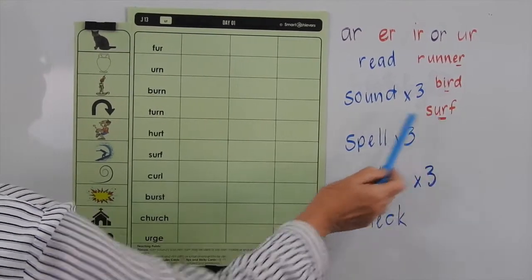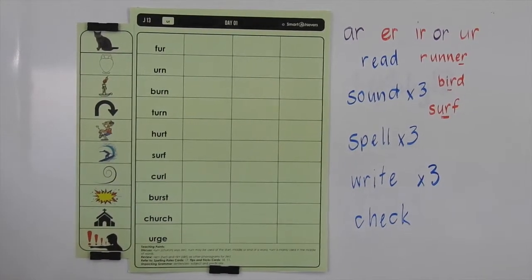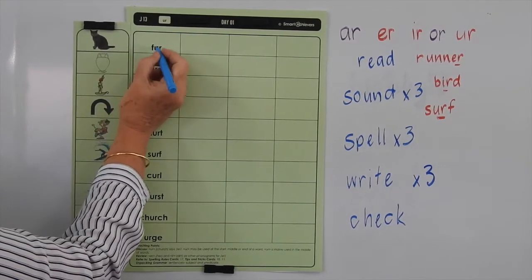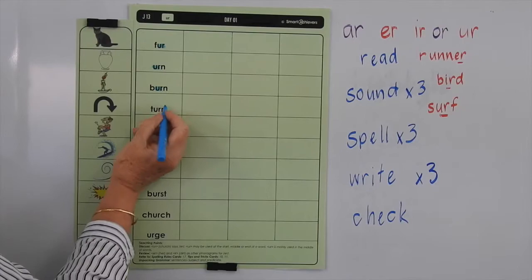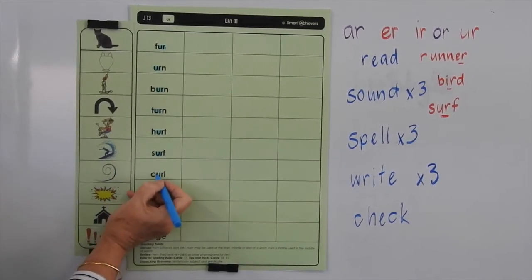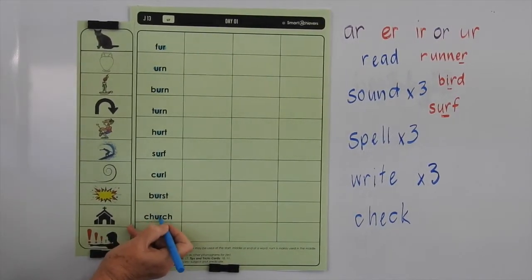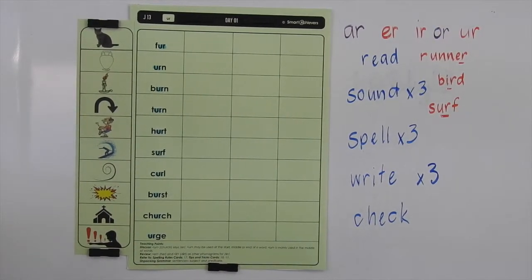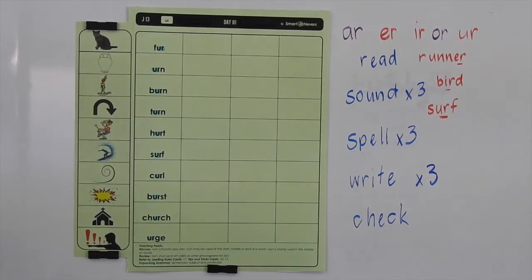Surf is a good word to remember for the UR because it's something a lot of you know. Let's have a look at our other words that have the sound in them. We've got fur, urn, burn, turn, earn, hurt, surf, curl, burst, church, urge. There we go.